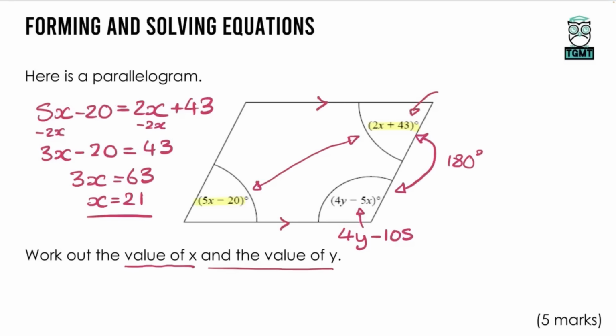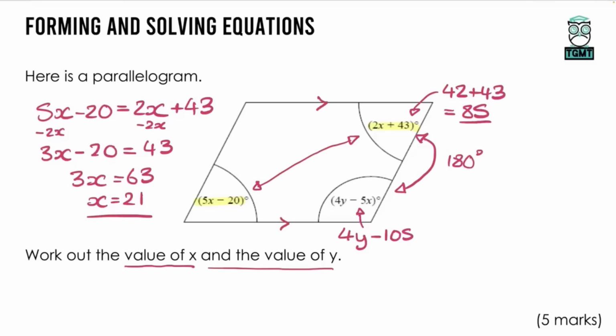So let's also substitute the value of x into this one. I could use the bottom one as well, but I'm going to stick with the top one as I've gone for that one now. 2 lots of 21 is 42. So 42 plus 43 is this top right angle, and that is equal to 85.